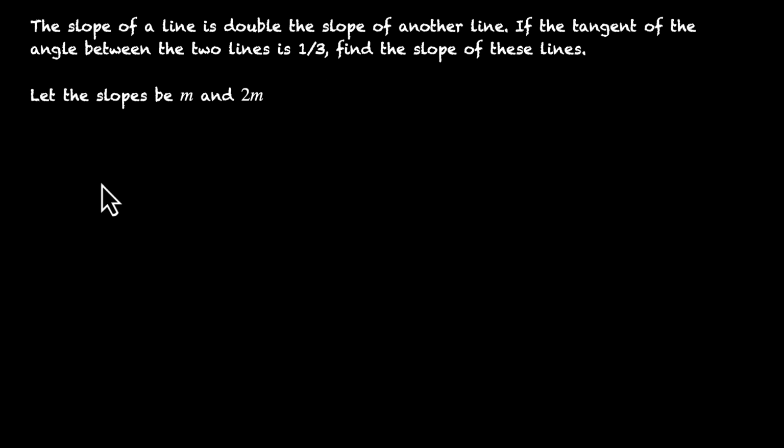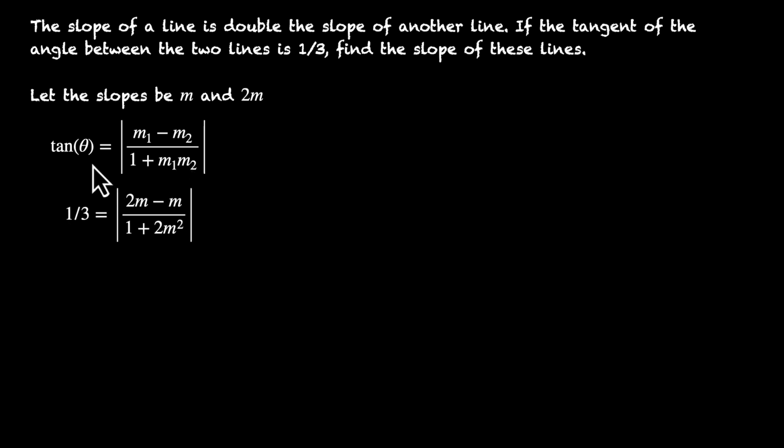Let's use the tan formula. Tan theta, where theta is the acute angle between these two lines, is equal to mod of m1 minus m2 by 1 plus m1 m2. m1 and m2 are slopes of these lines. Okay. So the slopes are m and 2m. So let's plug these values. Tan theta is 1/3. m1 is 2m and m2 is m. So one slope is 2m, the other one is m.